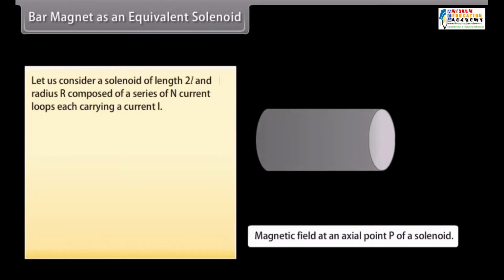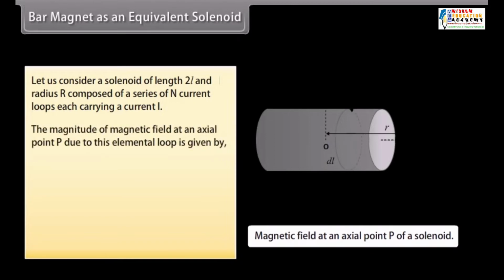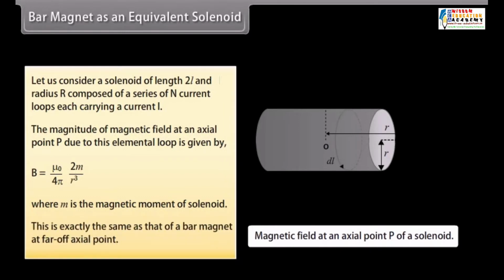Let us consider a solenoid of length 2L and radius r composed of a series of n current loops, each carrying a current I. The magnitude of magnetic field at an axial point P due to this elemental loop is given by μ0/4π multiplied by 2m/r³, where m is the magnetic moment of the solenoid. This is exactly the same as that of a bar magnet at a far off axial point.